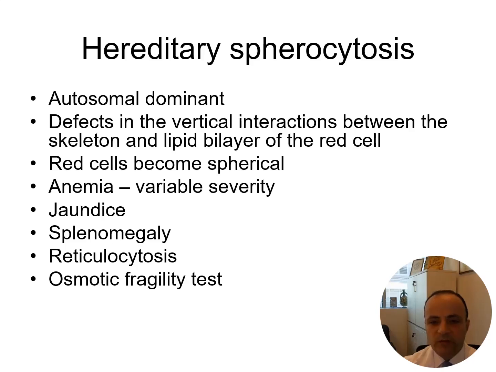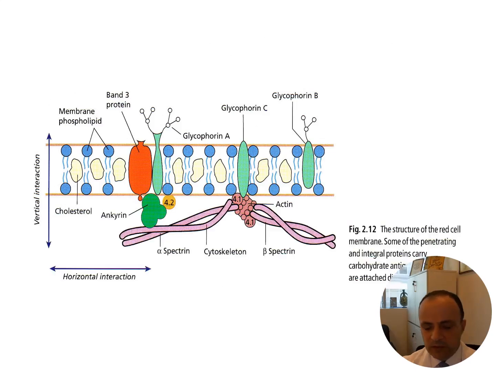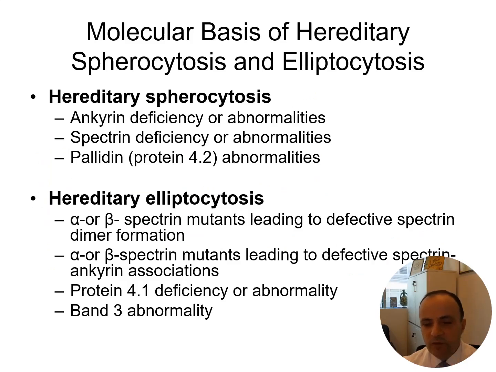The way to test it is something called the osmotic fragility test. Essentially, I think I have a slide on it. So you have the cytoskeleton of the red cells. Any defect in these proteins can result in the loss of the biconcave shape, and some proteins give you a sphere, called hereditary spherocytosis. Other proteins give you an elliptical shape, called hereditary elliptocytosis.